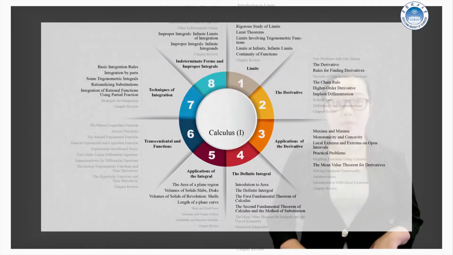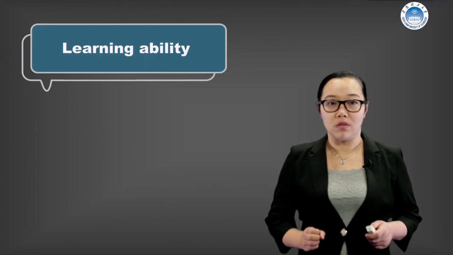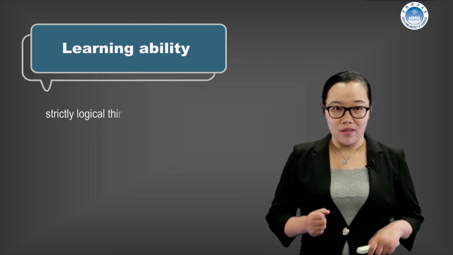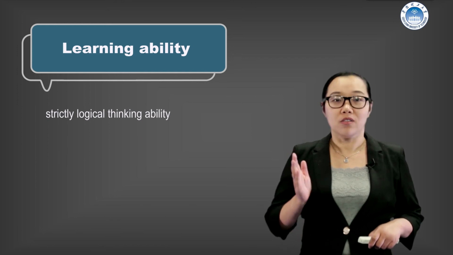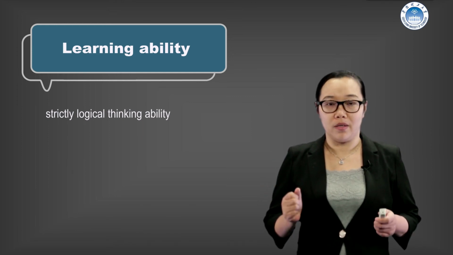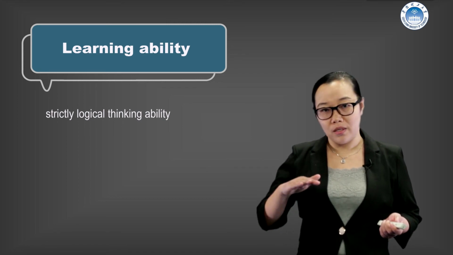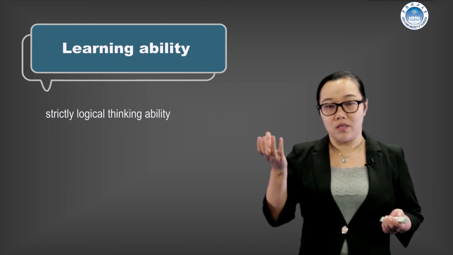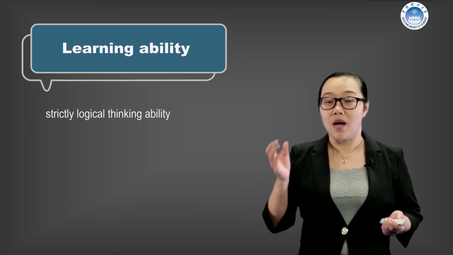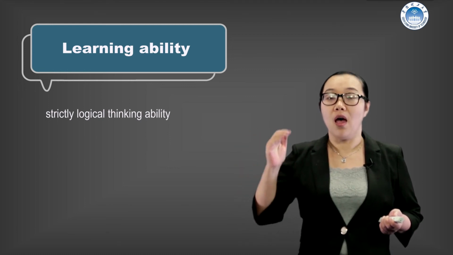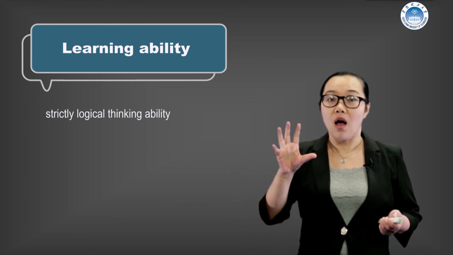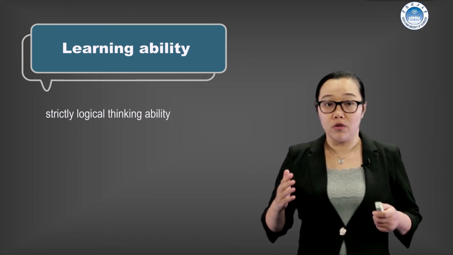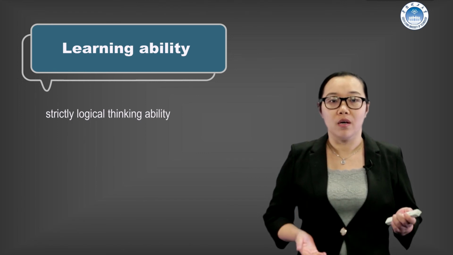Study everything. During the study of the course, you will have the following learning abilities. First, you will have the strictly logical thinking ability. For example, through the study of the definition of limit, you will master the definition of limit using the mathematical language, epsilon-delta language, how to build up the relationship between epsilon and delta. So you will have the logical thinking ability.